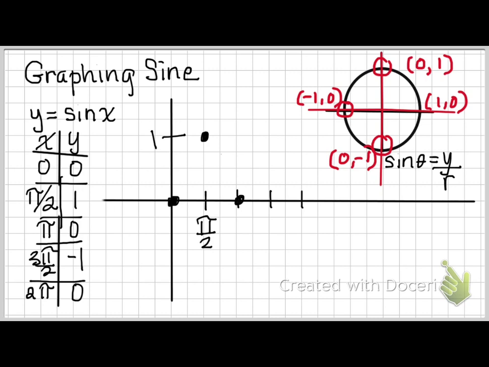And notice that my scale is pi over 2. So every 2 squares here is pi over 2. And then another pi over 2 gets me to pi. And then another pi over 2 will get me to 3 pi over 2. And that's my next point, at 3 pi over 2, negative 1. Where's that? That's down here. And then I'm at 2 pi, 0.